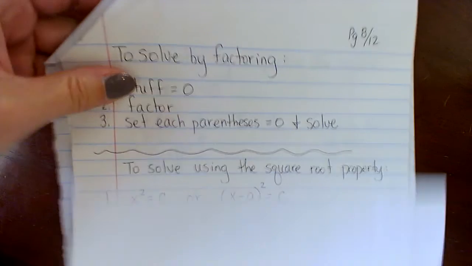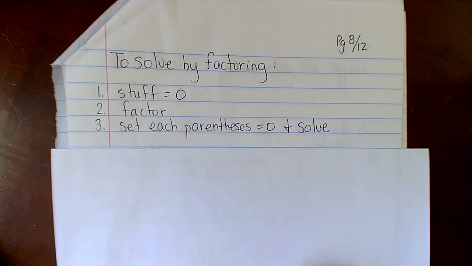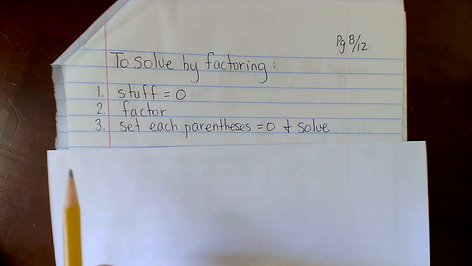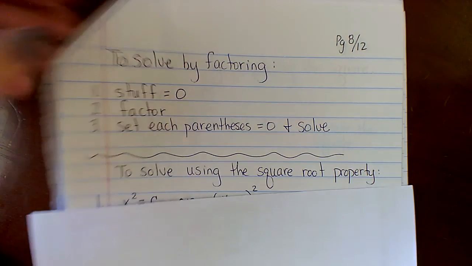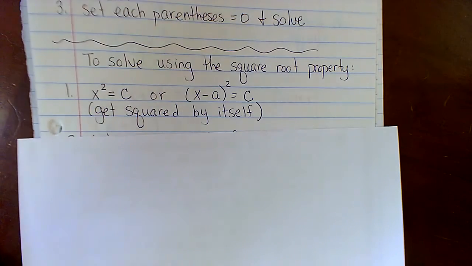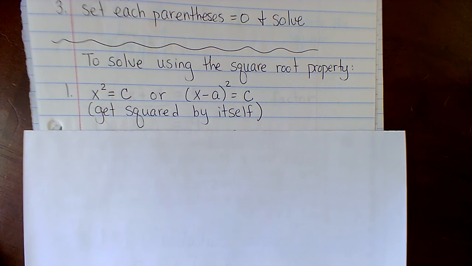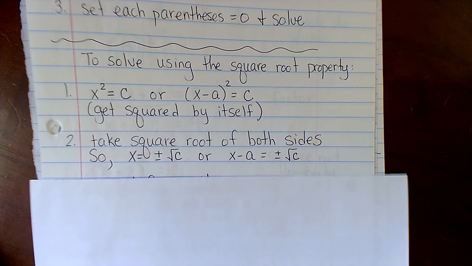All right, so let's just review what we got so far. To solve by factoring, you're going to get the stuff equal to 0, factor that left-hand side, set each parenthesis equal to 0, and solve. If you're going to solve using the square root property, you're going to have to get the squared stuff by itself. So that's a big difference. In factoring, you need that stuff equal to 0. For the square root property, you need the squared by itself. Then you're going to take the square root of both sides.